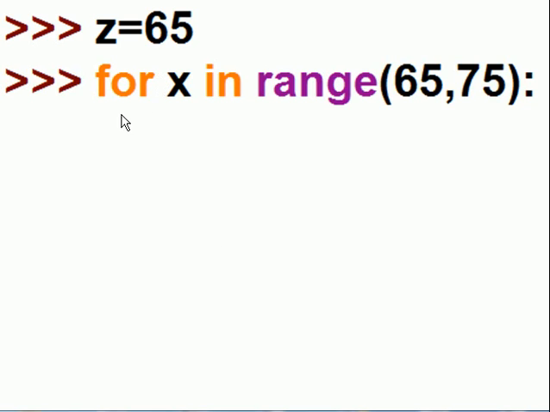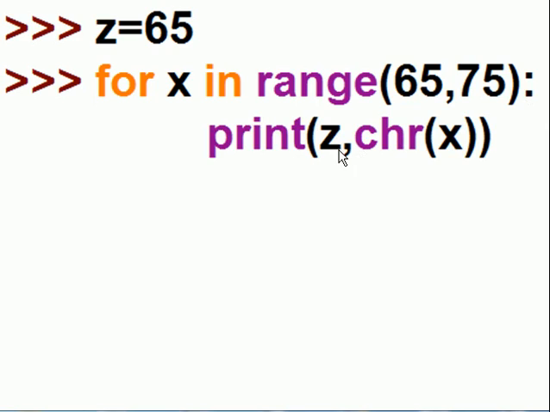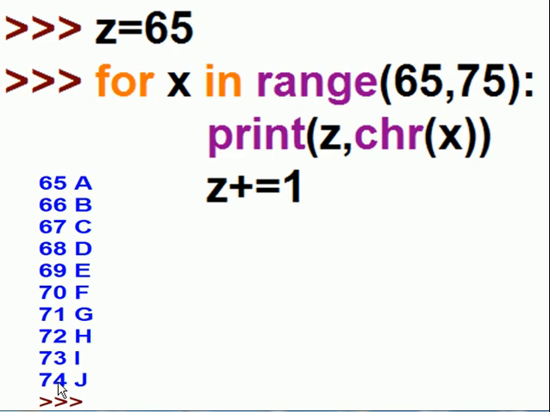Z is equal to 65. For every X in the range 65 through 75, do the following. Print Z and then character X. Well, that'll be the Unicode character represented by that particular number. 65, 66, 67, etc. Then increment Z to the next value. And that's what I get. 65 A, 66 B, 67 C, etc. up to 74.